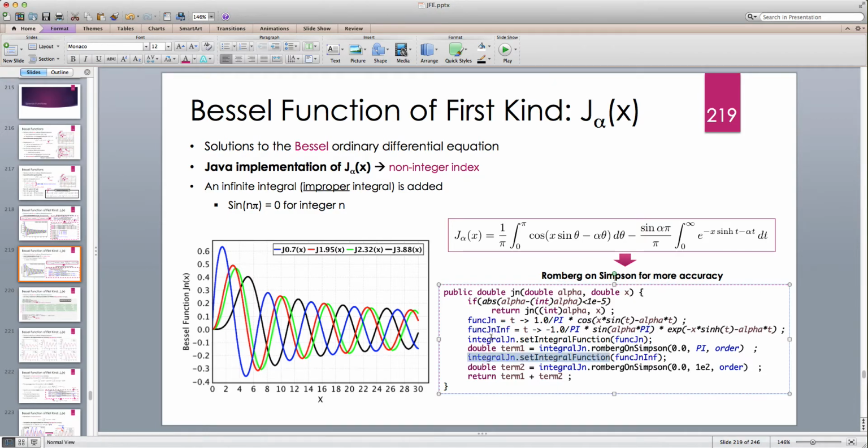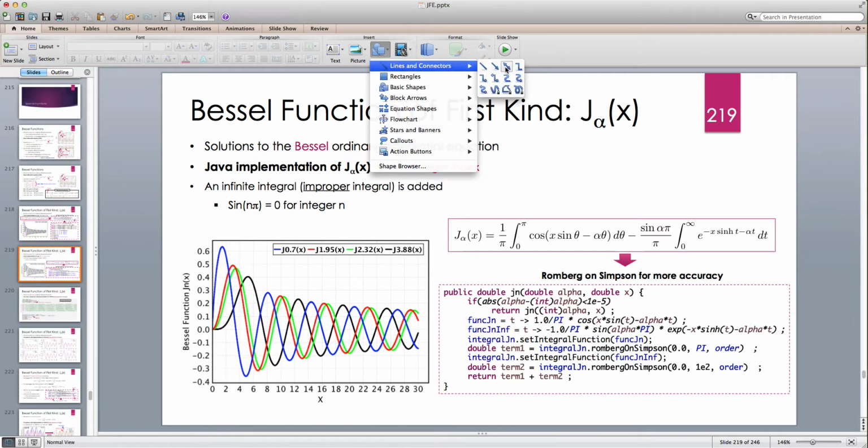And then we have two integrals, or we can use one integral object, integral jn. For the first term, we set the integral function to func jn, which is this part, and then evaluate that integral. Again, Romberg and Simpson is probably overkill. We can just use the center rectangle, that's fine, and we'll look at the convergence anyways. So Romberg and Simpson from 0 to pi with some number of sub-intervals. And then we take our integral object and set the integral function to this part, minus 1 over pi sine of alpha pi times e to the minus x sinh of t minus alpha t. So we change the integral function and this time calculate it from 0 to some large number.